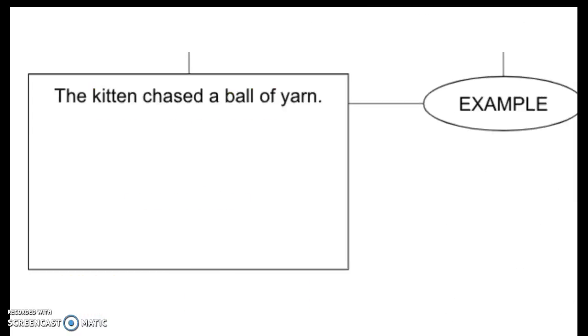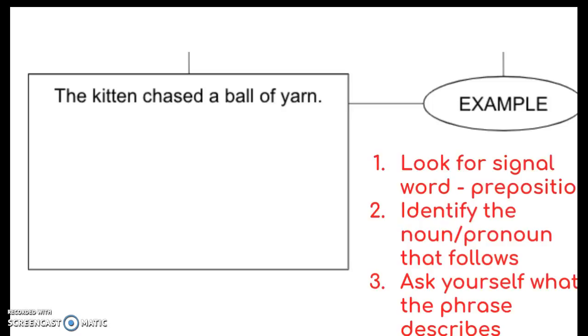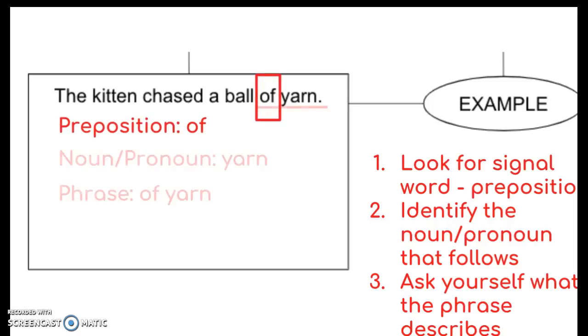All right, so let's look at our example. The kitten chased the ball of yarn. To identify the phrase and decide whether it's an adjective or adverb phrase, we're going to go by a series of steps. Number one, we want to look for the signal word, aka the preposition. Then we want to identify the noun or pronoun that follows. And then the third step is to ask yourself what the phrase describes. So the preposition here is of. The noun or pronoun that follows is yarn, making our phrase of yarn.